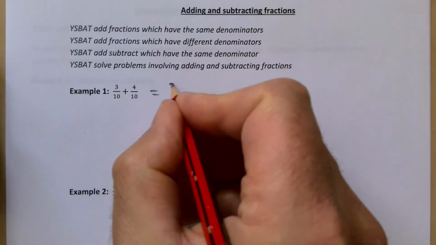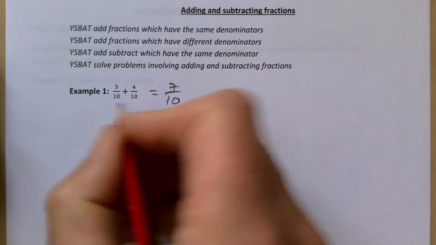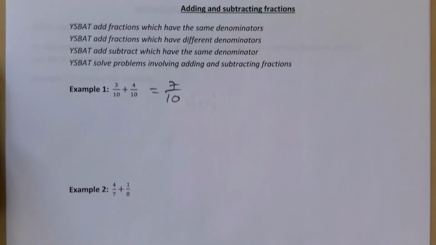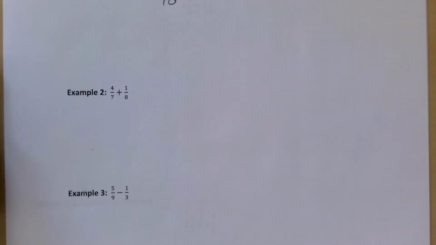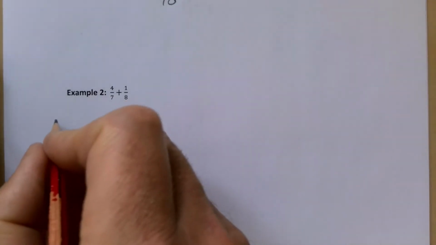3/10 plus 4/10, it just gives us 7/10. The denominators are already the same, so we don't need to do too much. Example 2, 4/7 plus 1/8. So we need to find the common denominator. 7 and 8 are quite awkward. 56 actually is a common denominator here.